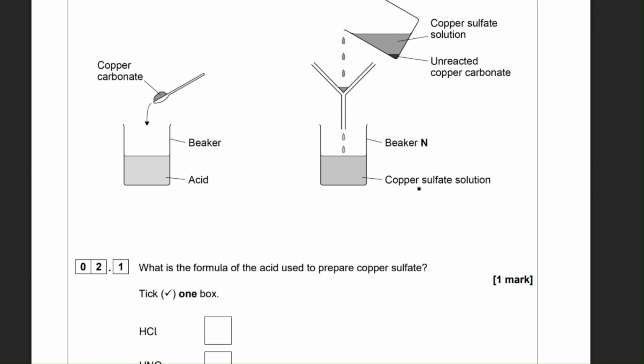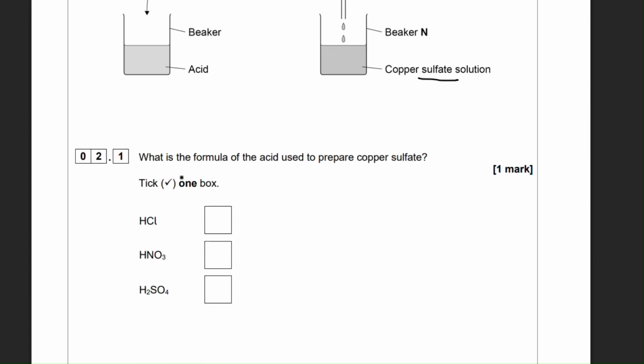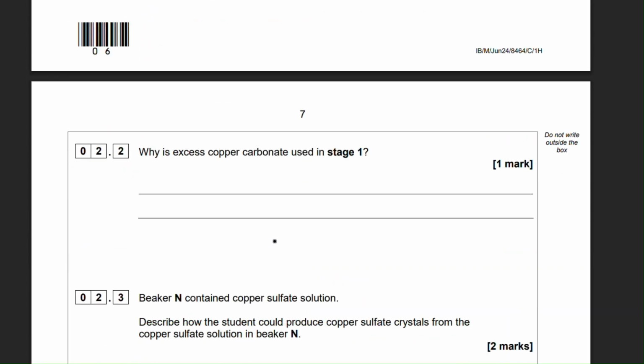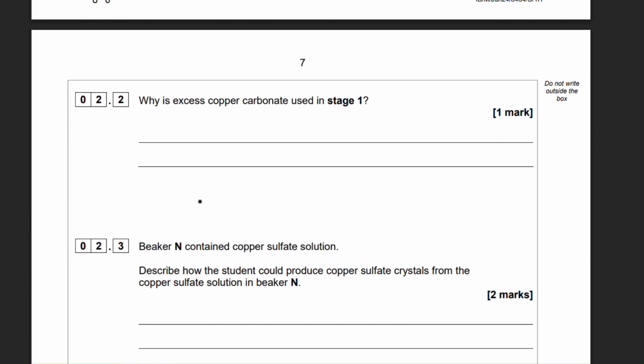Well, here is the clue. Sulfate must have come from the acid, and the only acid which has got sulfate in it is this one, and the answer is H2SO4. Now let's go on to the next part. Why is excess copper carbonate used in stage 1?